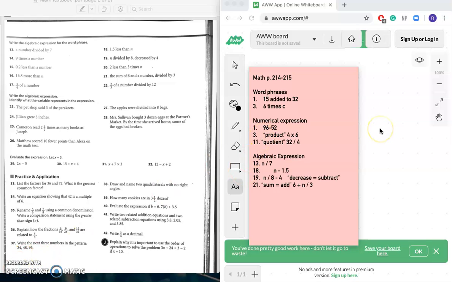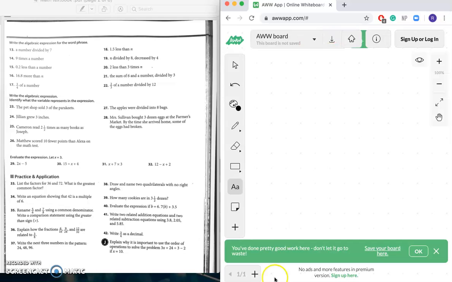The next section, we're going to be using this virtual whiteboard here. So write the algebraic expression again. Identify what the variable represents in the expression. So for example, number 23. The pet shop sold 3 of the parakeets. So parakeets are birds. We don't know how many parakeets they have, but we do know that they sold 3 of them. That means they're going to have 3 less parakeets.